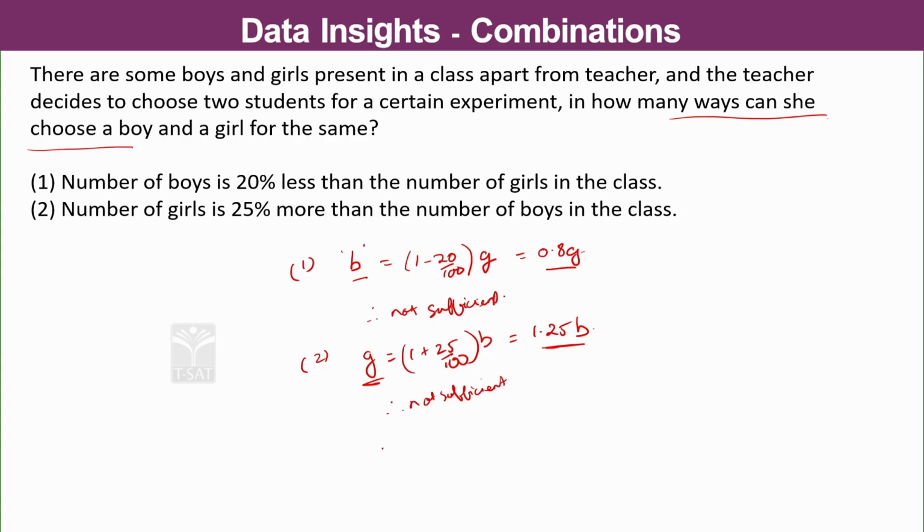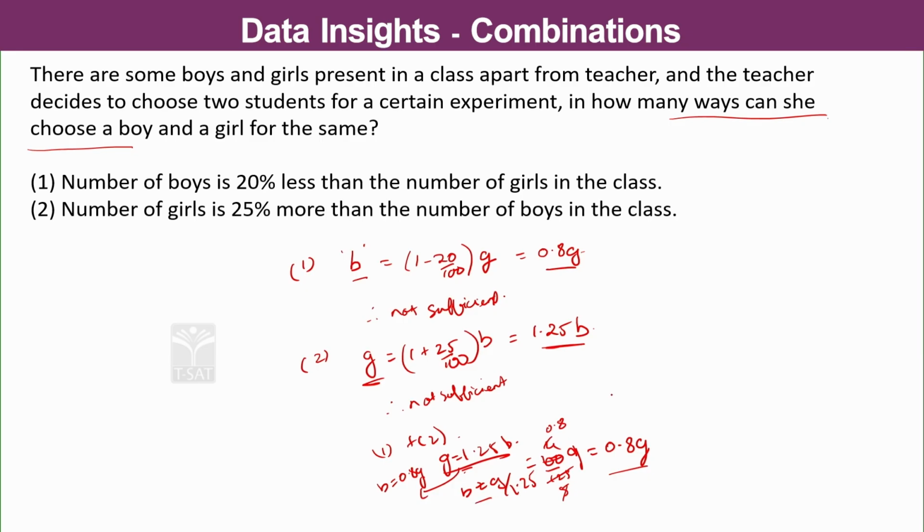Now when you look at statement 1 plus statement 2 together, you get that B is equal to 0.8G in statement 1, and in statement 2 you get G is equal to 1.25B. This is nothing but the same thing. B from here will be equal to G divided by 1.25, which is 100 by 125 times G, which is 4 by 5 G, and that is nothing but 0.8 of G. So you get the same thing.